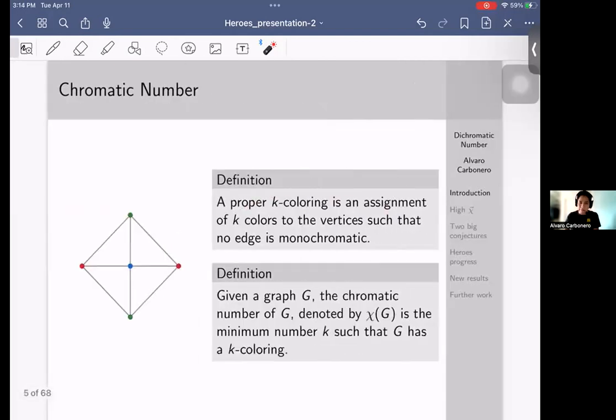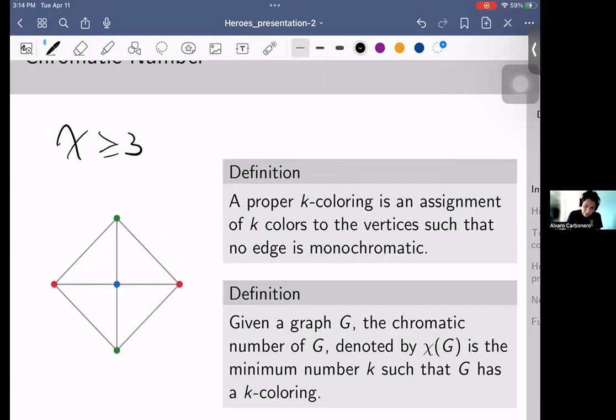Let's see an example of a coloring. Here, we have assigned red to left and right, green to top and bottom, and blue to the middle. And as you can see, no edge is monochromatic. And worth noting is that the chromatic number is at least 3 because we have a triangle. So we cannot assign colors to the vertices with fewer than 3 colors, because then there would be some triangle that has only 2 colors, and that would create an edge with both ends of the same color, which contradicts the definition. So in fact, this has chromatic number 3, since here we have a 3 coloring.